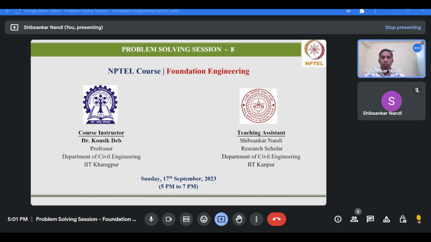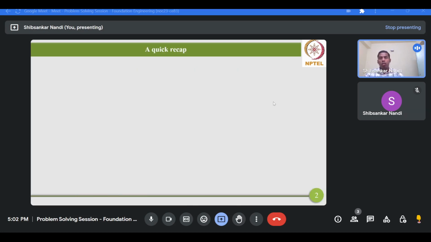And welcome back to this problem solving session for the NPTEL course Foundation Engineering. In the last 2 weeks, we started learning about the pile foundation. So we learned about the calculation of load carrying capacity of a pile in compression using two methods. The first one is the static pile load formula, and the next one is using the load settlement data obtained from the pile load test, the vertical pile load test.